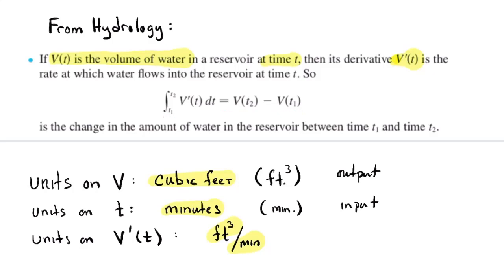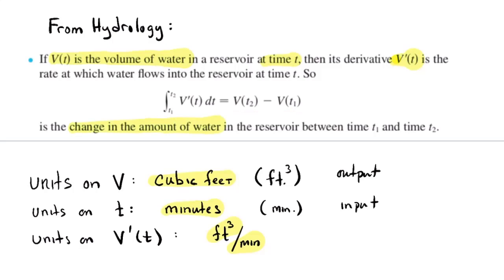So V of T2 is how much water is in the reservoir in cubic feet at time T2. V of T1 is how much was in there in cubic feet at time T1. So their difference is the change. So this is how much water entered the reservoir or left the reservoir. It could be a positive or a negative number between those two time intervals. So it's the change in the amount of water. So in this case, that net change is the change in the amount of water, the change in V.